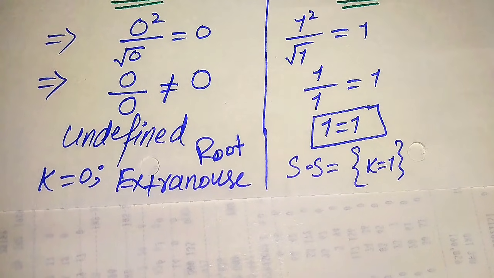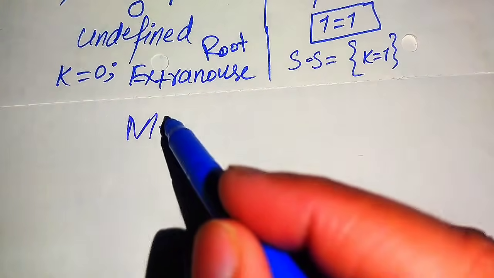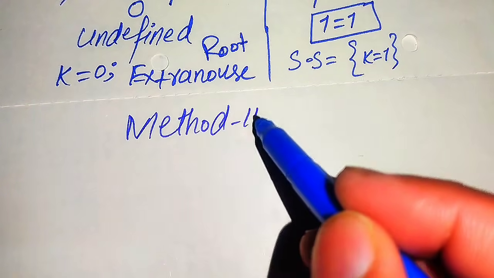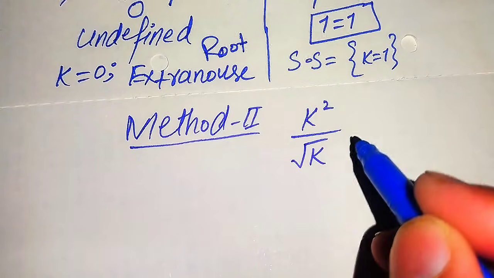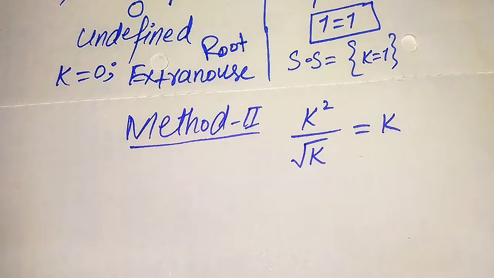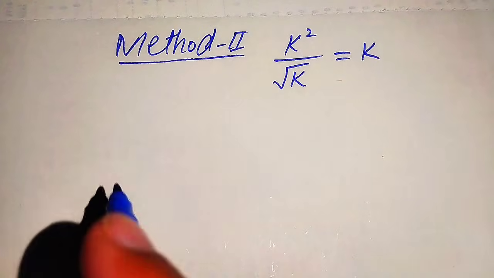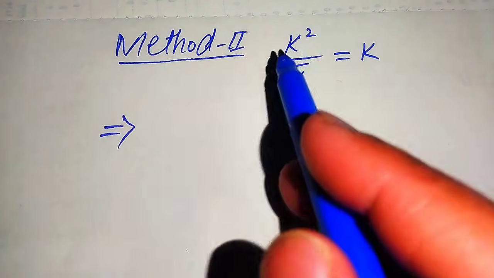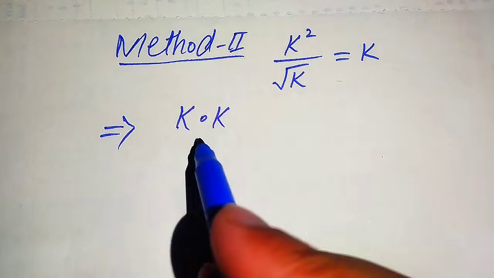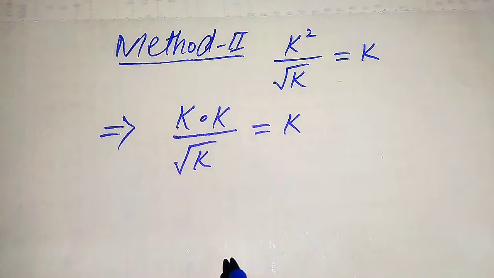And now we move towards our second method. In the second method, first we need to copy down the given question statement, which is k square divided by square root of k is equal to k. This is our given question statement, and now we again solve this problem by the second method. The second method is the very quickest method, and we quickly get the values of k. So first we write k square as k multiplied by k, divided by square root of k is equal to k.